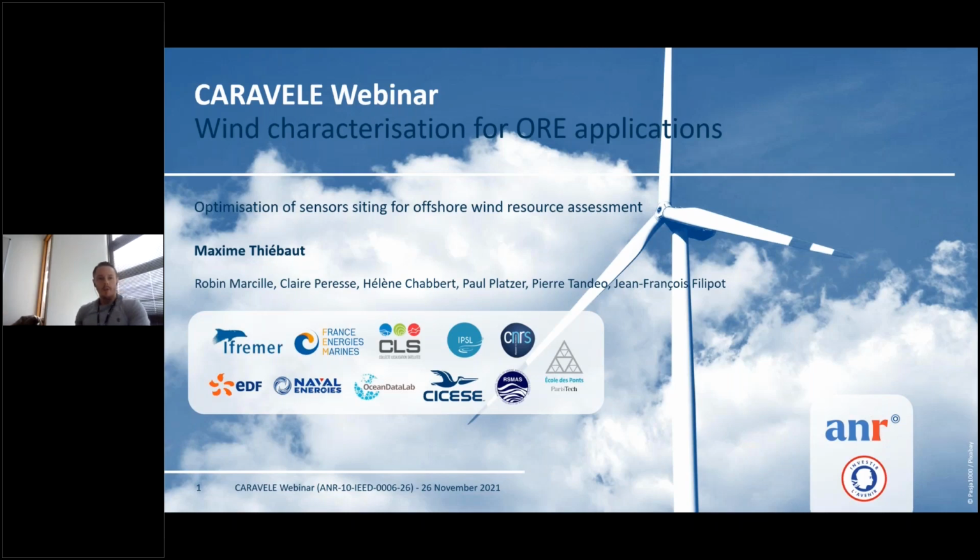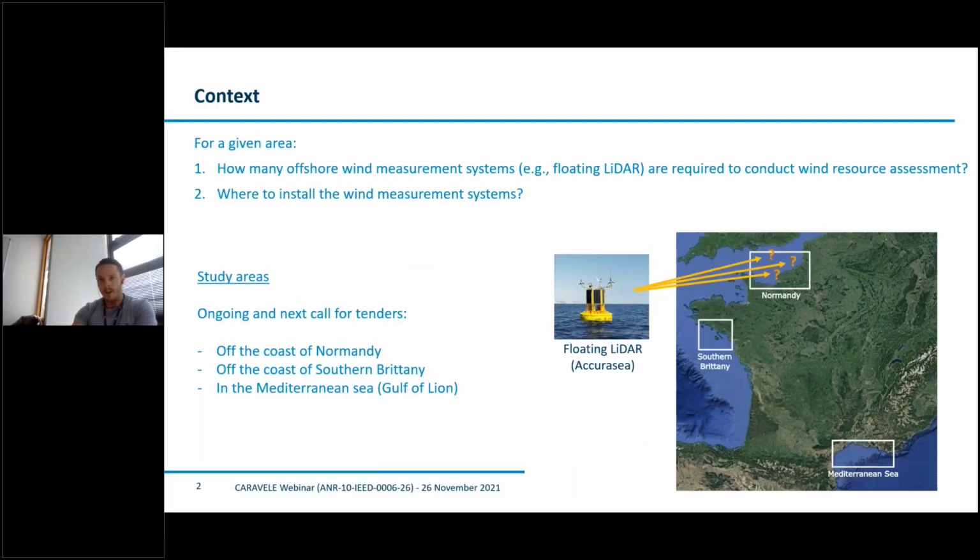So hello everyone. In this presentation, I'm going to present a methodology which aims at proposing an optimized sensor siting for offshore wind resource assessment. So the context is the following. For a given area, what would be the optimal number of wind measurement systems to be deployed within an area? And where should we deploy these sensors?